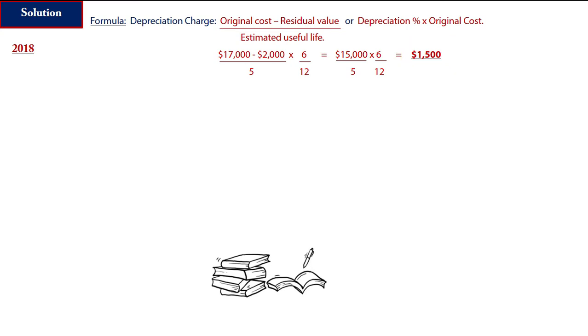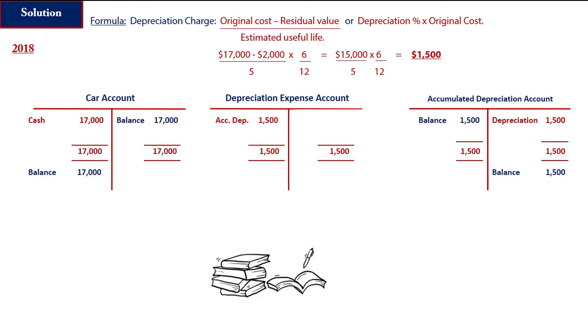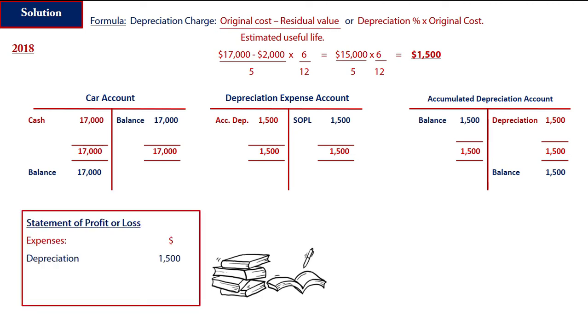Now, the treatment is that we pick this $1,500, debit the depreciation expense account, and open an accumulated depreciation account and credit it with $1,500. We also open a car account because the car came in, so we debit it by the cost of $17,000. Now that it is done, we balance and close off the accounts, which I believe you already know. Another method of balancing and closing off income statement items is that instead of putting the balance here, you can simply put the statement of profit or loss. So we bring it into the statement of profit or loss for $1,500.